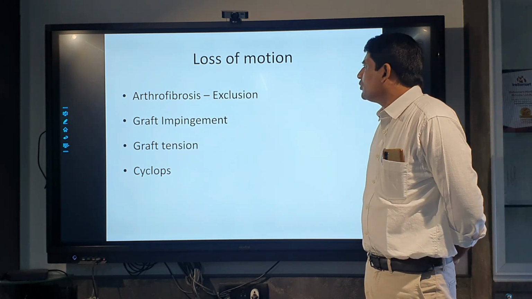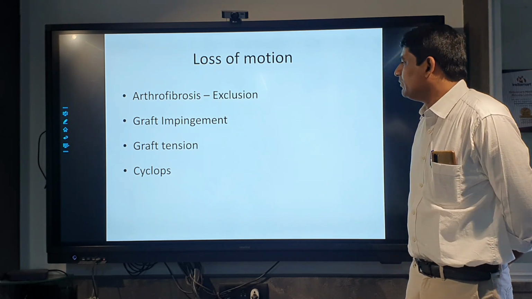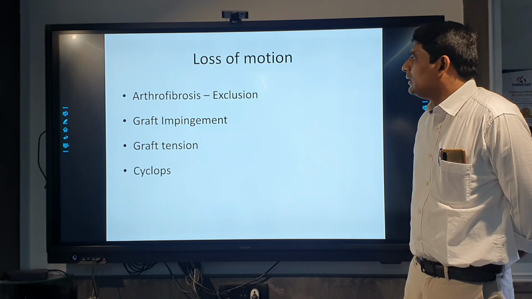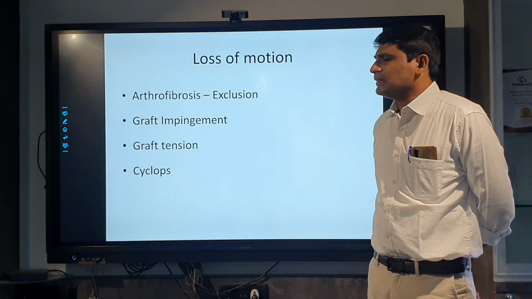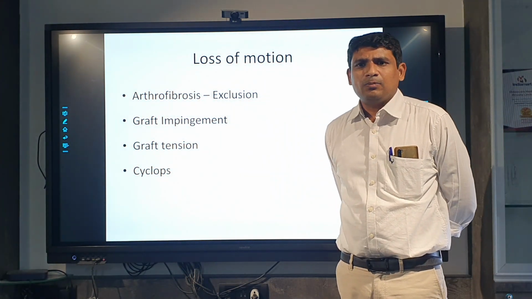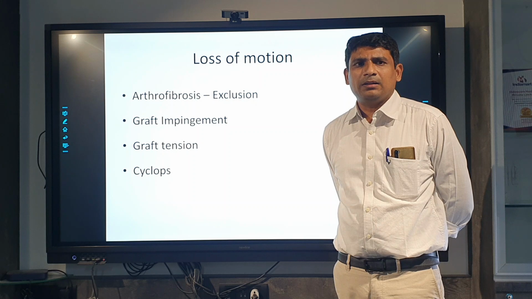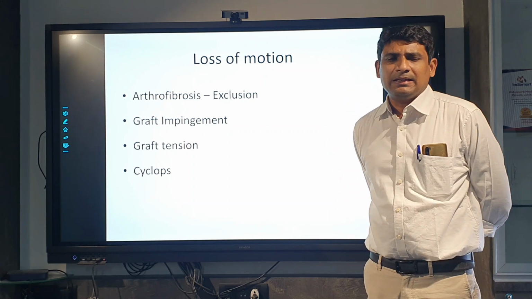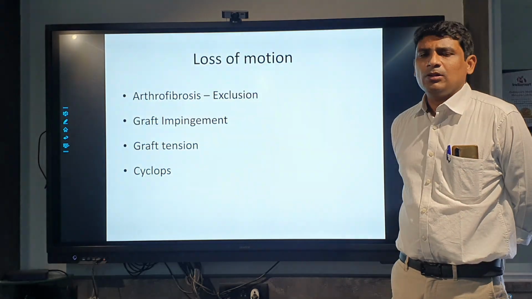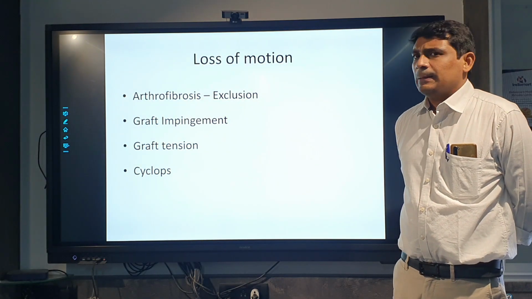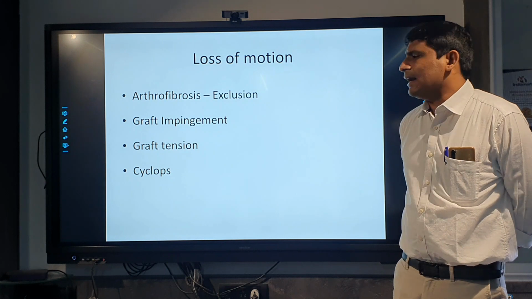And other post-operative complications, like the loss of motion, where there is arthrofibrosis. Arthrofibrosis is a diagnosis of exclusion, and in most of the cases it will be taken over by physiotherapy, and in extensive cases an arthroscopic arthrolysis can be done. Most common causes of loss of motion could be graft impingement.